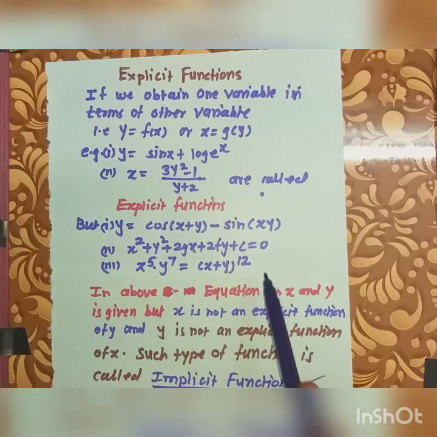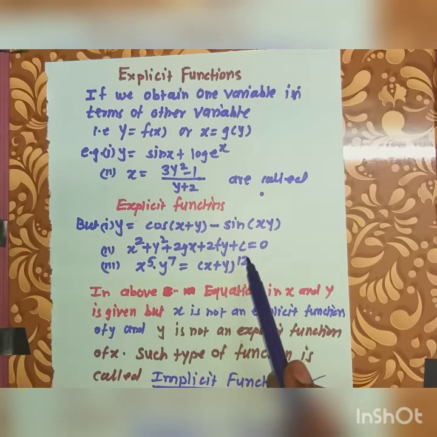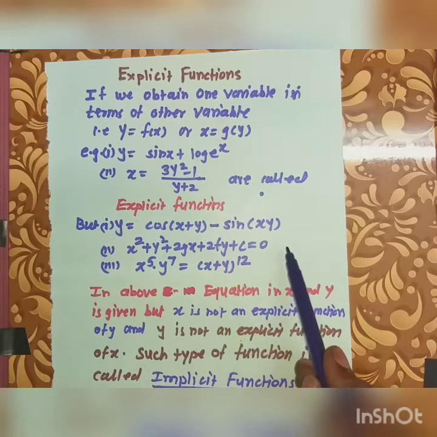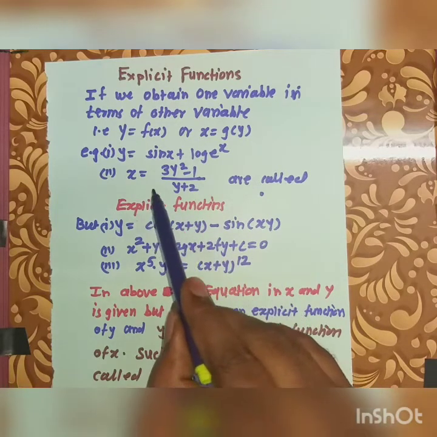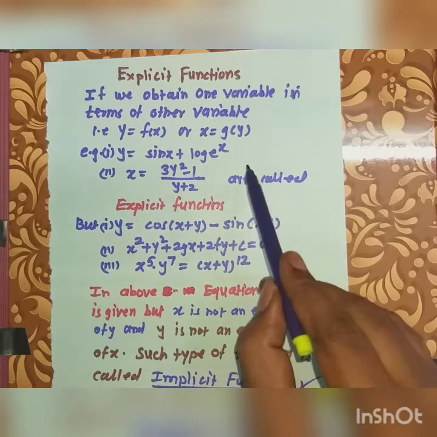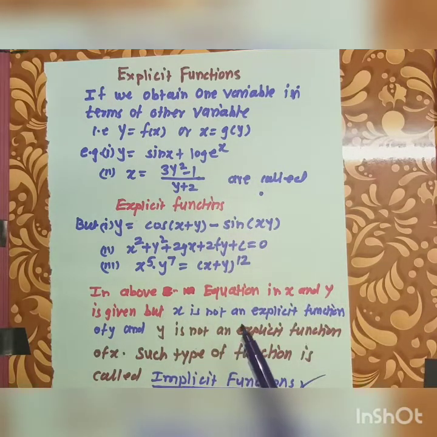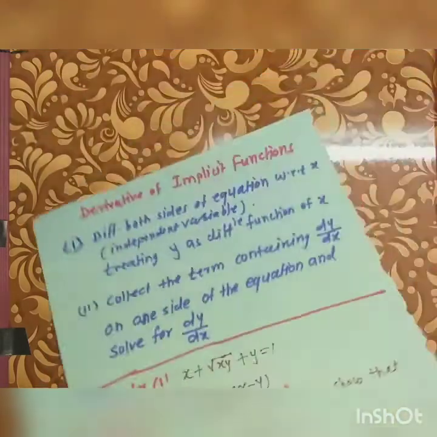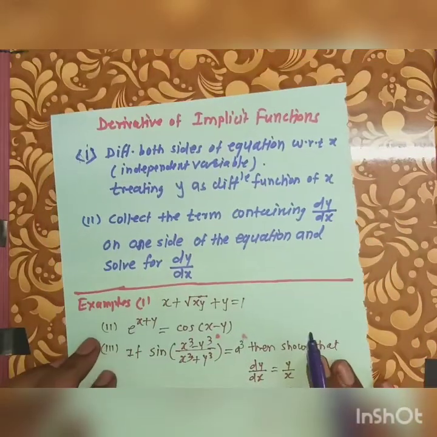That means in these three examples we cannot write y in terms of x, that is y is equal to f of x, or x in terms of y, that is x is equal to g of y. Such a type of function is called an implicit function. Now we find the derivative of such implicit functions.